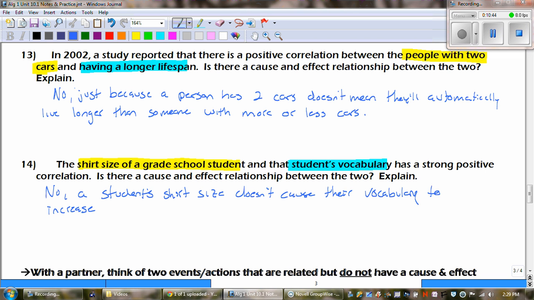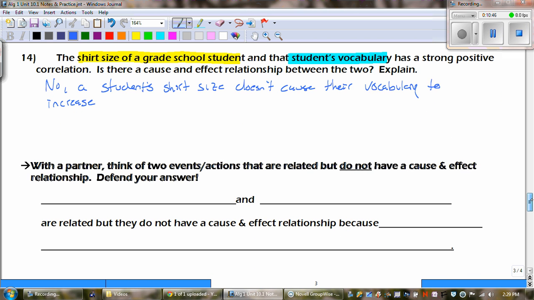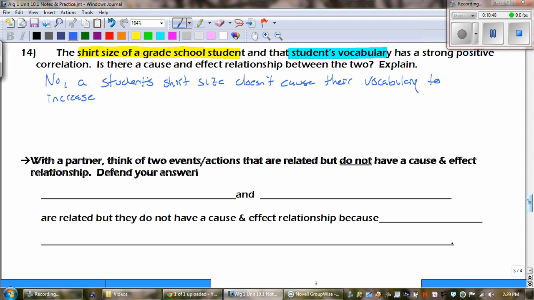Now, with your partner, you can pause and think about two different events that are related but do not have a cause and effect relationship. And if you do this, you've got to defend your answer. You can bring it to Ms. Carranza or myself, and we can talk about whether that's a good example.